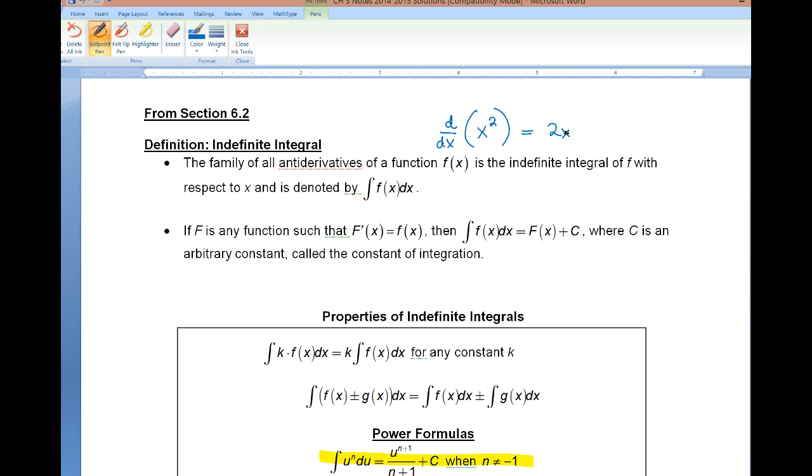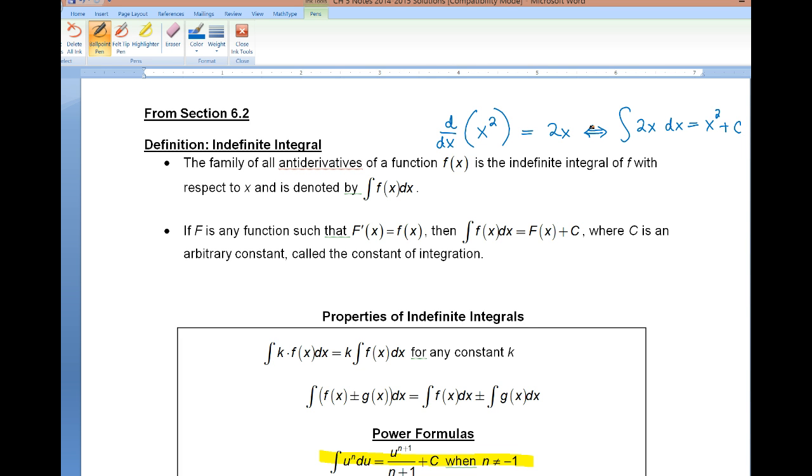So the derivative of x squared is 2x, which means the antiderivative of 2x is x squared. Now, I'm going to put in here a plus c. The reason I put a plus c is that the derivative of x squared is 2x, so this implies that the antiderivative is the integral. Oh, I see why C's there.